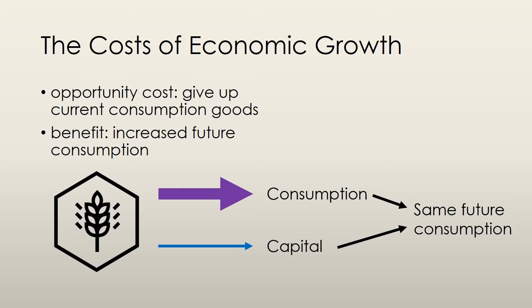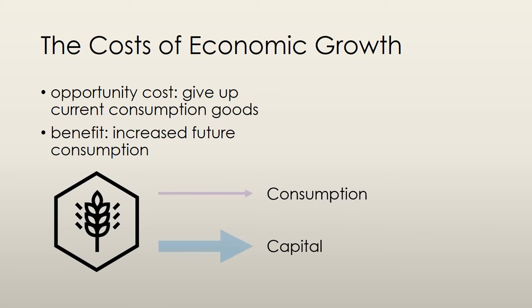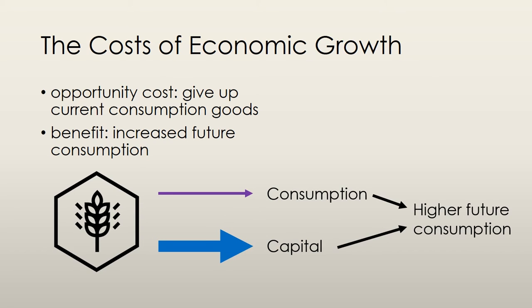On the other hand, if we switch it around and produce more capital goods, then we can safely assume that we will be able to consume more in the future. Remember, more capital goods today means more consumption goods tomorrow. This is because capital goods such as machinery make producing consumption goods more efficient, and thus we can produce more of them.